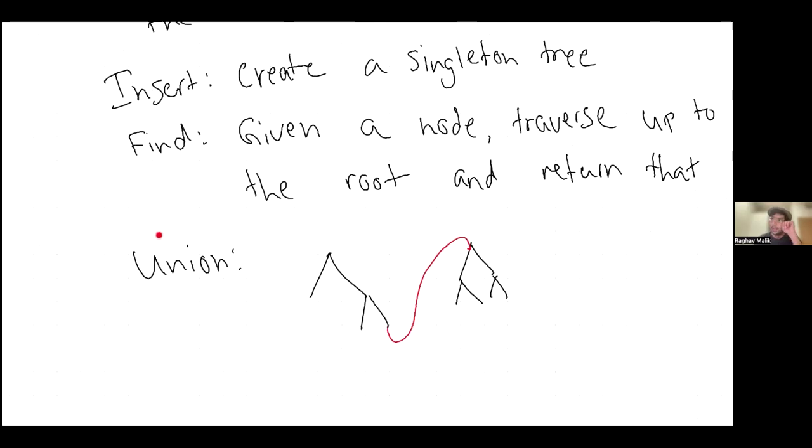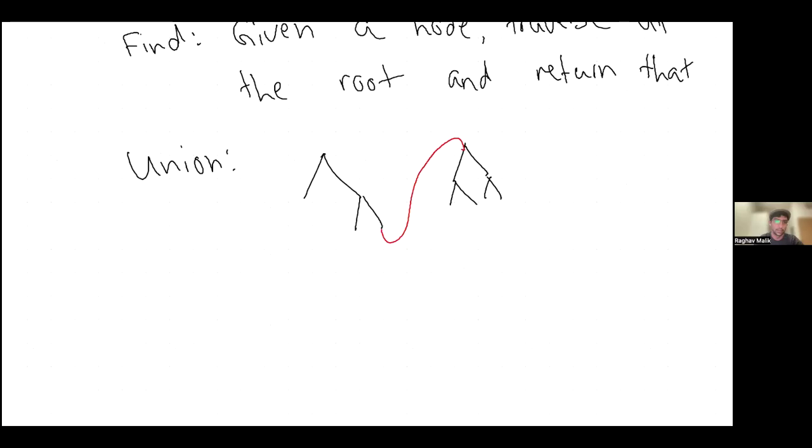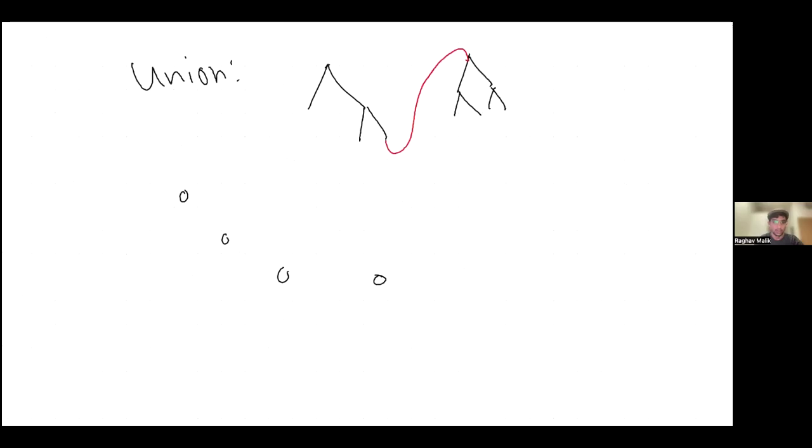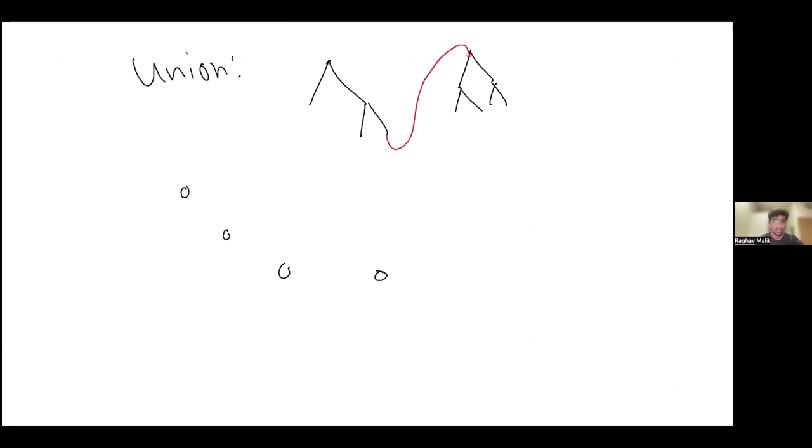Now, this by itself isn't necessarily very good, right? Because you might notice we could start with a bunch of singleton trees like this, and then we do a bunch of union operations where we union i with i plus one, and this ends up creating a pointer like this and a pointer like this and a pointer like this. And so now to find the tree associated with this node, we have to walk up the entire set. And this is theta of n, right?